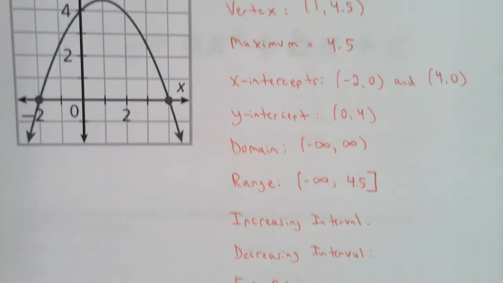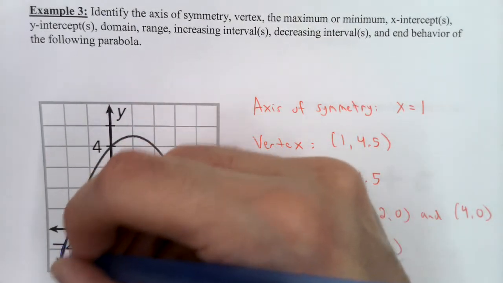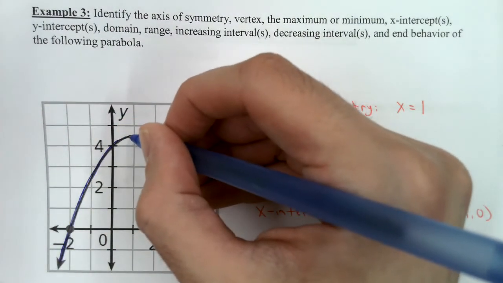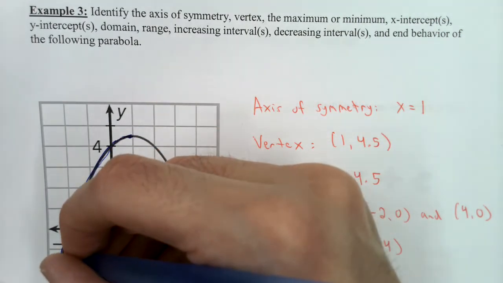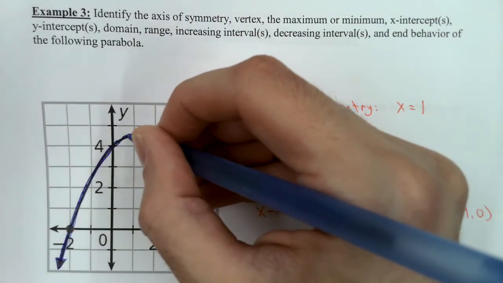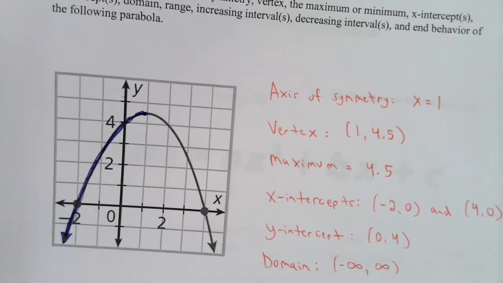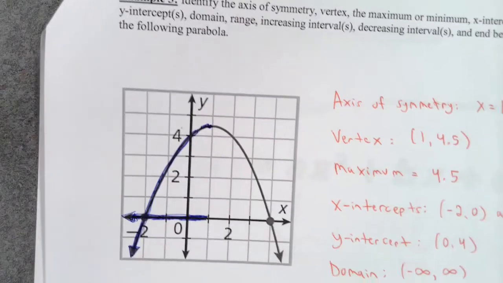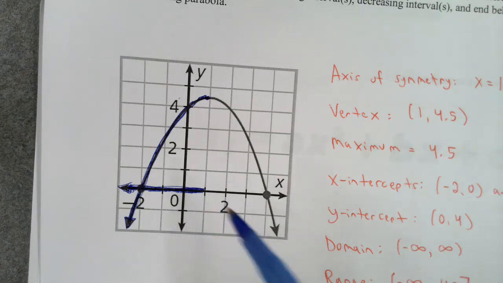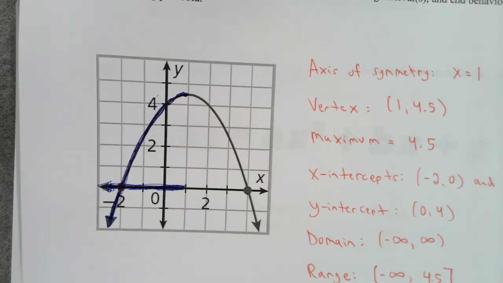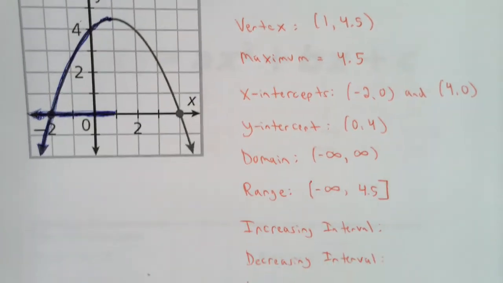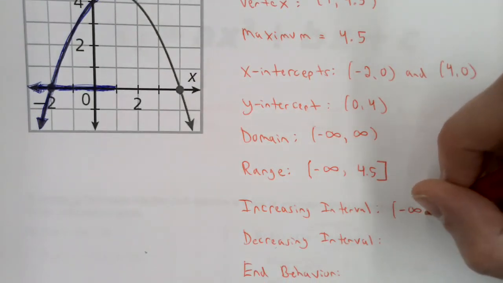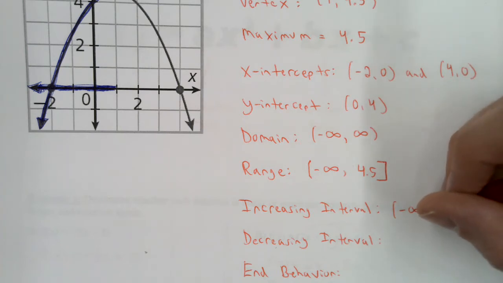So where's the graph increasing? Let me color it in blue, the actual graph first. This is where the graph is increasing. This is where it's going uphill. Okay, so that's where it's increasing. So let me color in the x values that correspond to that. So these are the x values that correspond to where the graph is going uphill. So those x values are from -infinity all the way up to 1. So my increasing interval, I'm going to put -infinity up to 1. Again, these always go in parentheses, the intervals.